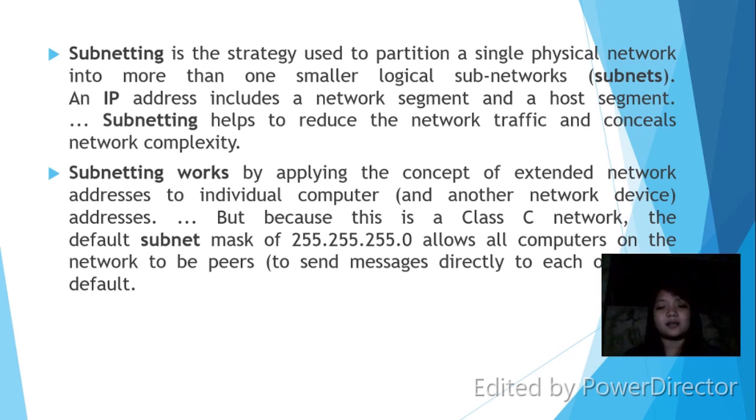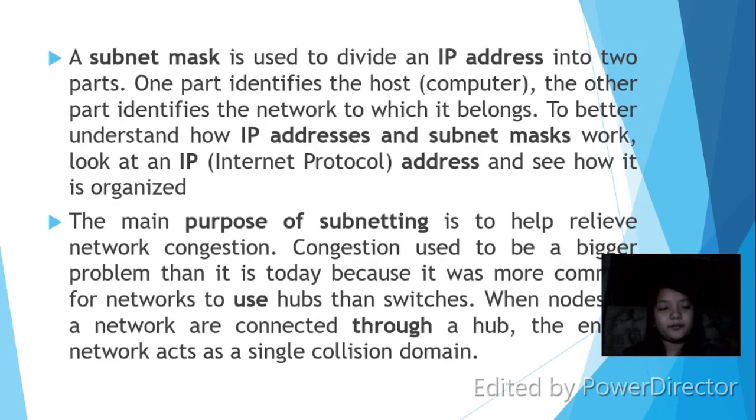Because this is a Class C network, the default subnet mask of 255.255.255.0 allows all computers on the network to be peers and send messages directly to each other by default. So it uses the subnet mask of 255.255.255.0. A subnet mask is used to divide an IP address into two parts.